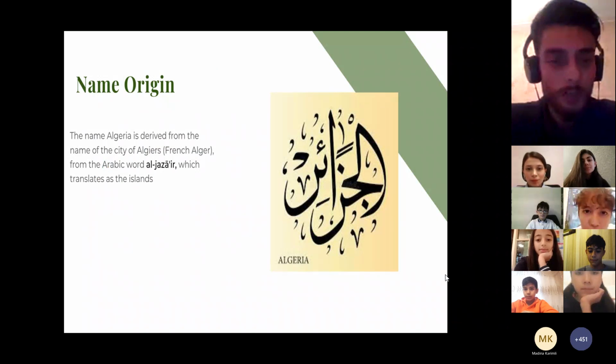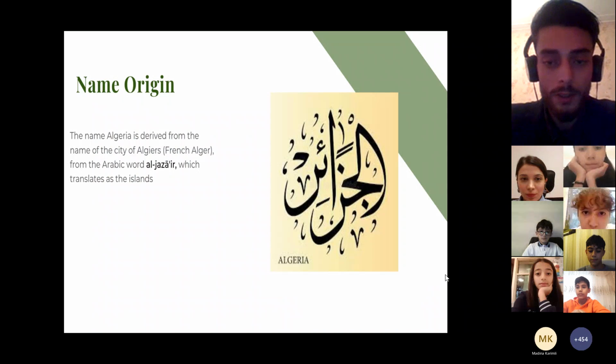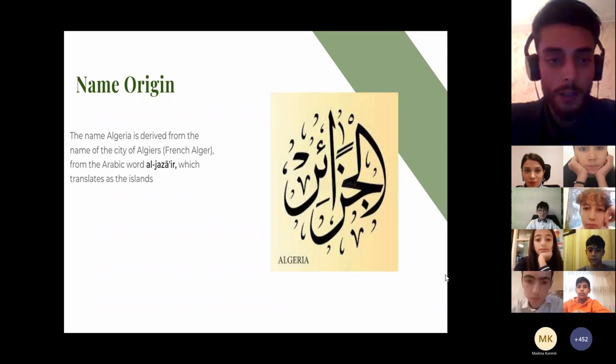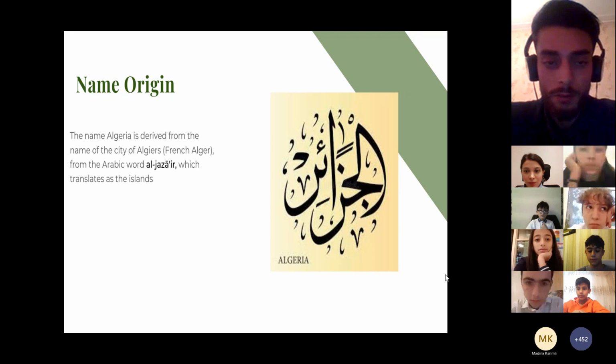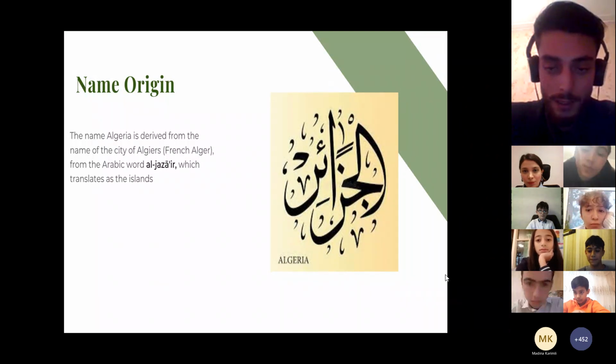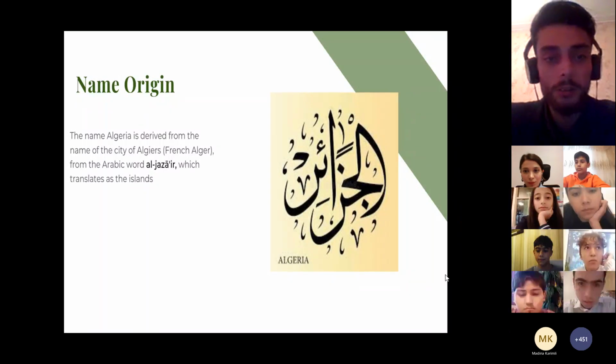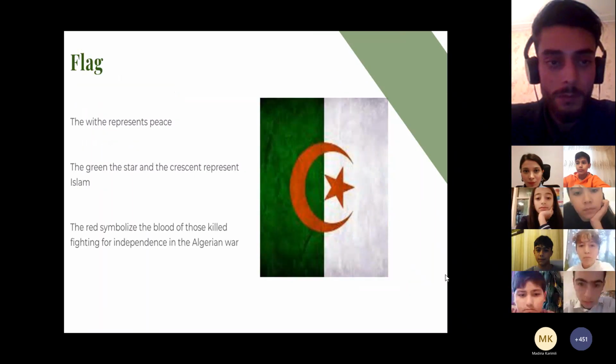So firstly, we will start with the name origin. The origin of the name of Algeria, as you are seeing here in the picture, is written in Arabic, spelling Algeria as you say in the Azerbaijani language. The name Algeria is derived from the name of the city of Algiers, the capital. In French, it's Alger, which originates from the Arabic word Al Jazeera or Al Jazir, which translates as the islands. Al Jazeera in Arabic means the islands. So this is the origin of the name of Algeria.